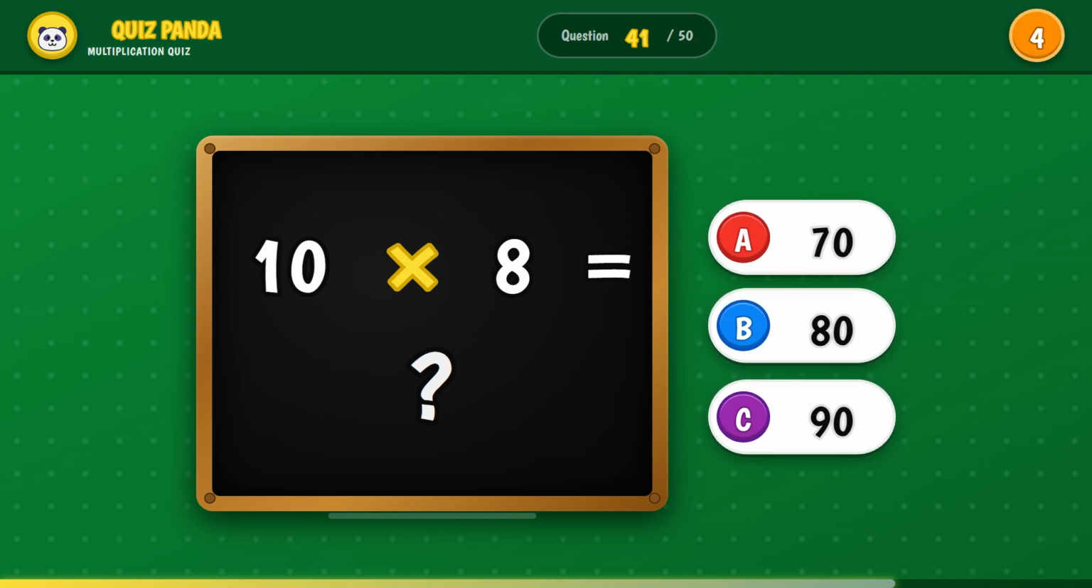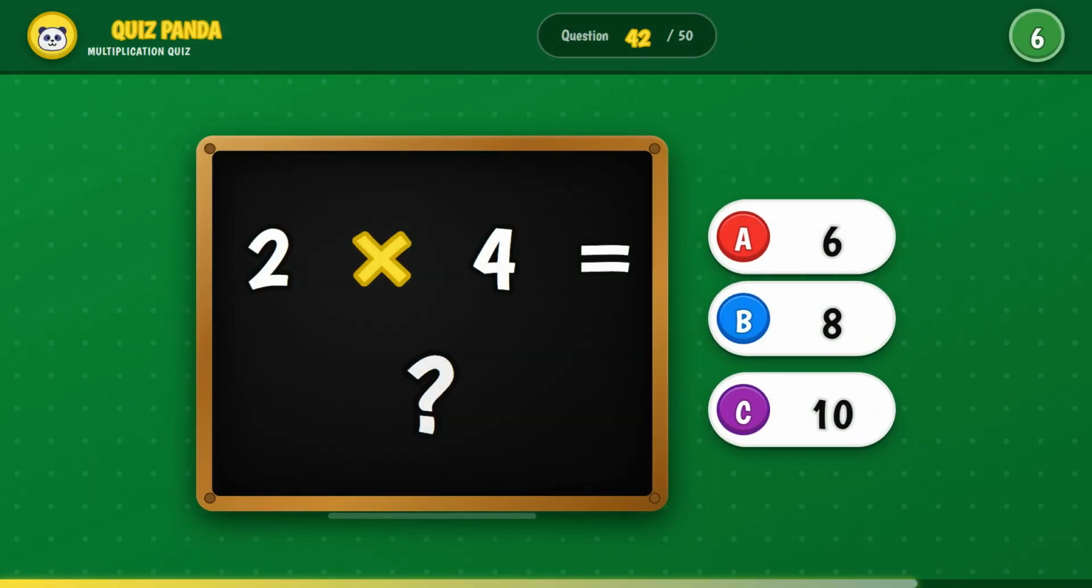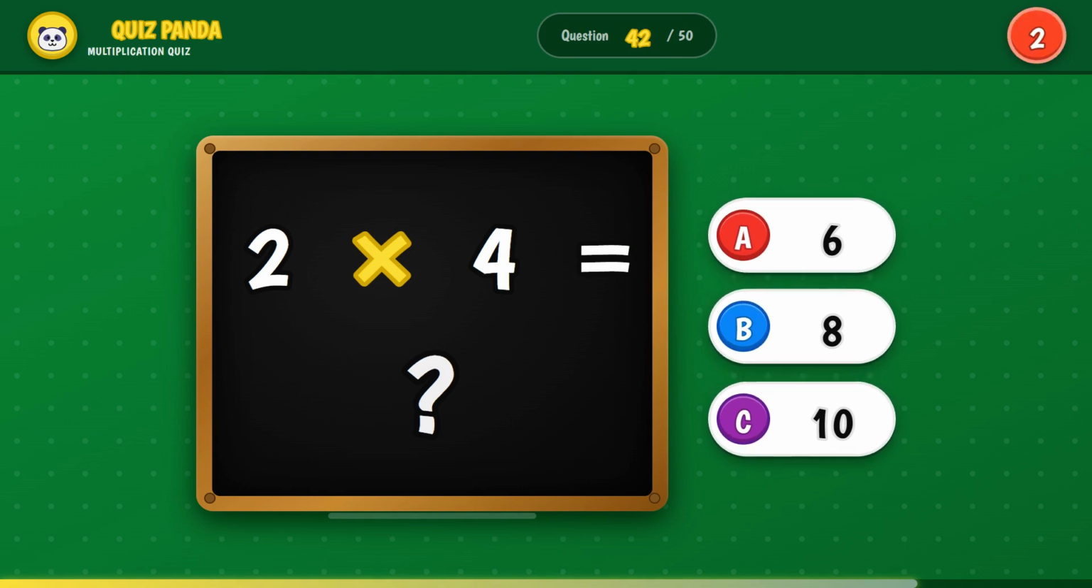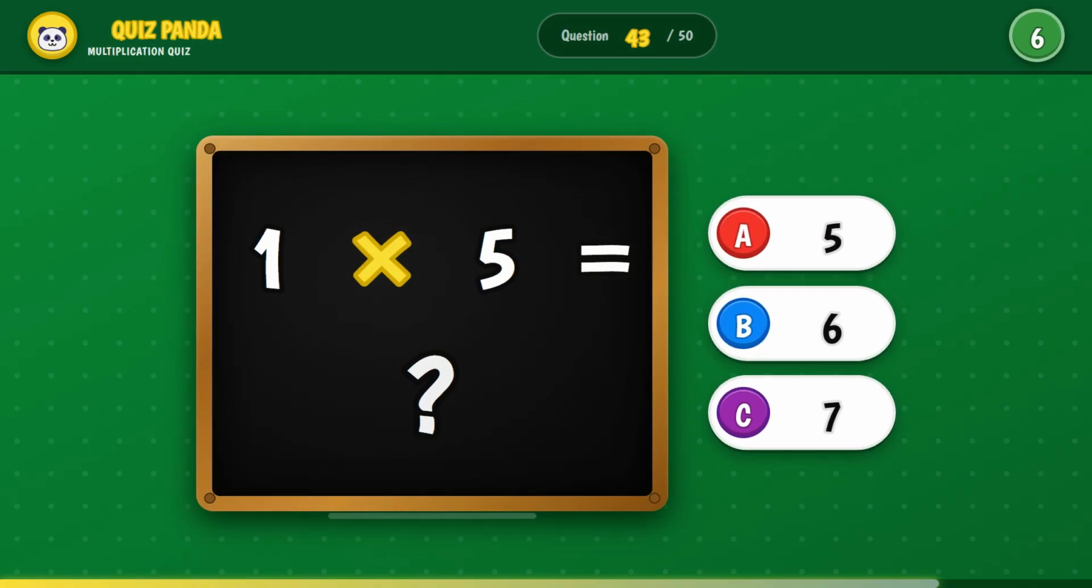What is 10 times 8? The correct answer is B, 80. Question 42. What is 2 times 4? The correct answer is B, 8. Question 43. What is 1 times 5?